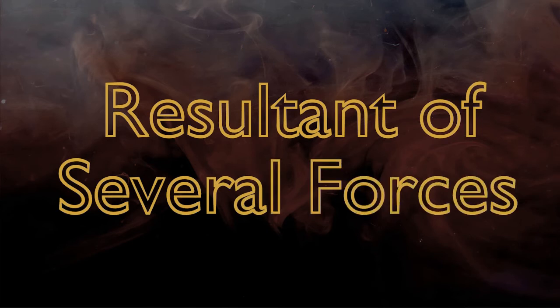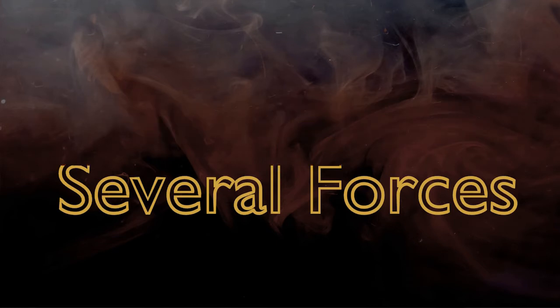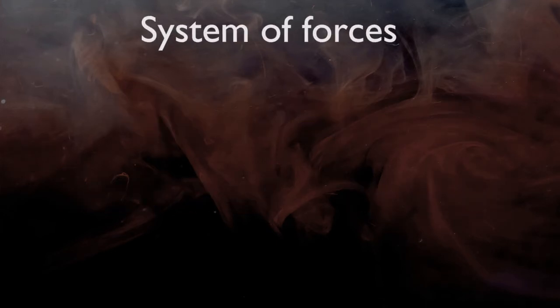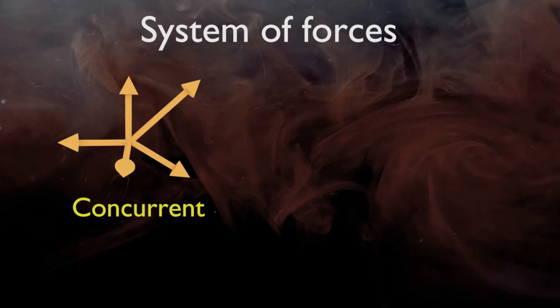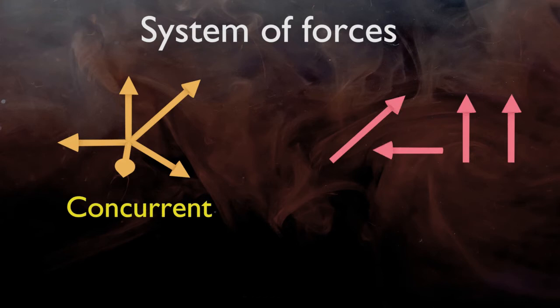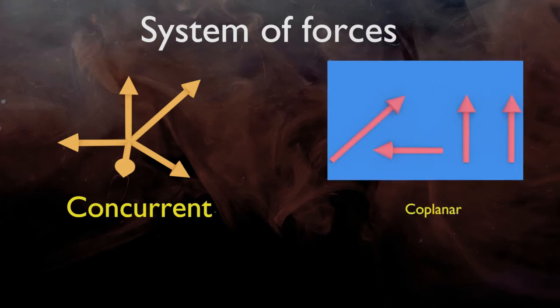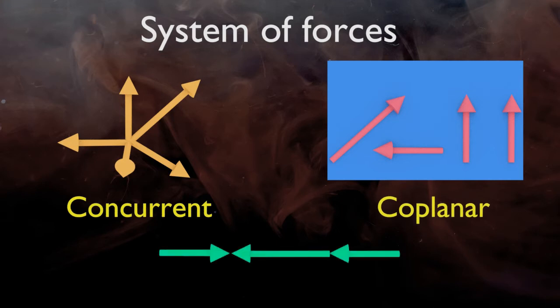When several forces act on a body simultaneously, it is called a system of forces. Before we discuss methods to find out the resultant, let's see various systems of forces. If the line of action of all forces in a system passes through a single point, it is called a concurrent force system. If all forces in a system lie in a single plane, it is called a coplanar force system. If the line of action of all forces lies along a single line, it is called collinear forces. Let's see the examples of combinations of these forces.